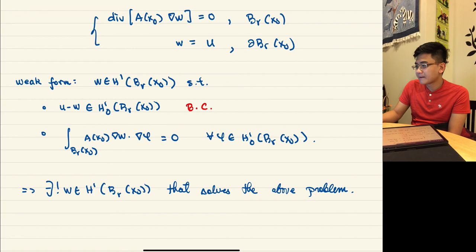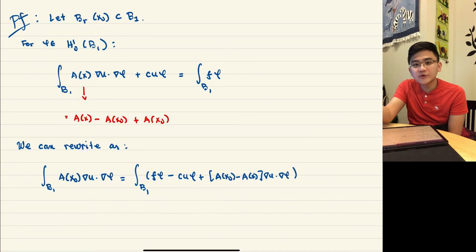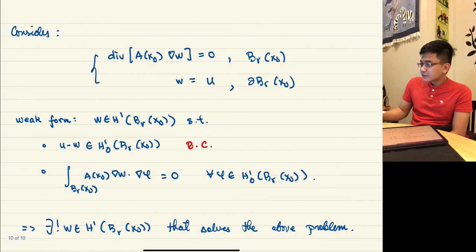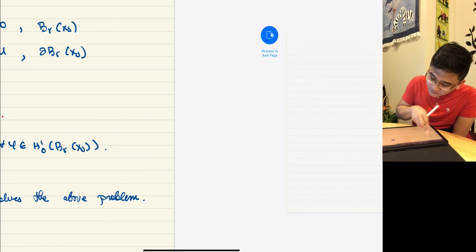Okay, so what I'm going to do is, I have this, and I have this equation. Remember when we were doing the heuristic part of our discussion, we had two equations and you subtract one from the other. We are going to do the same thing here. Before I do that, note that this is an integral over B_R of x0. The other one is an integral over B1. Okay, so let's just write it down.